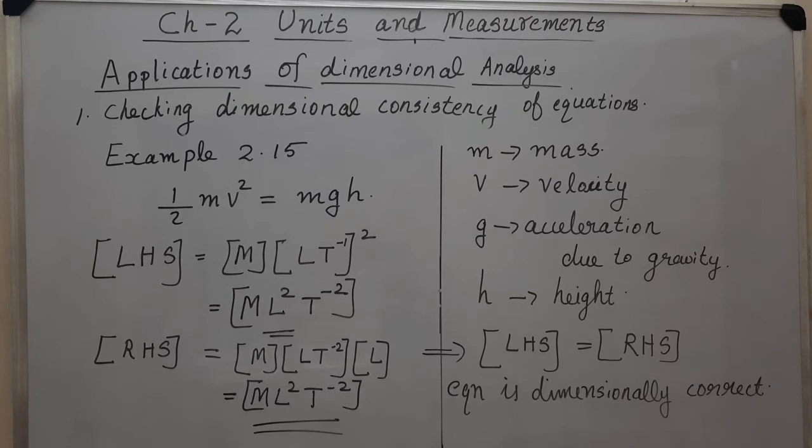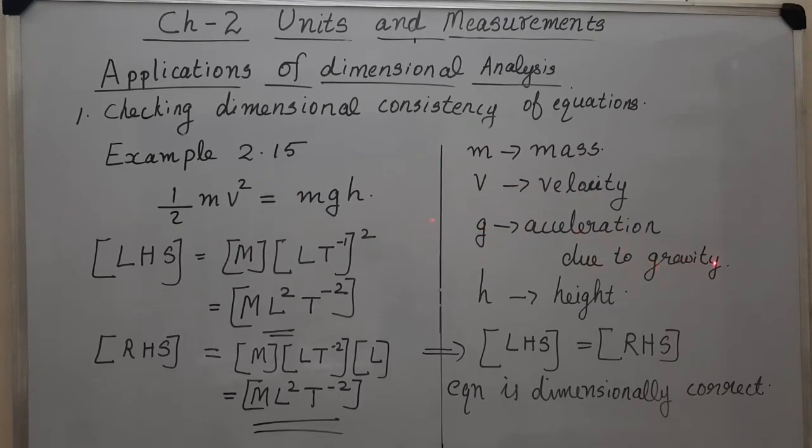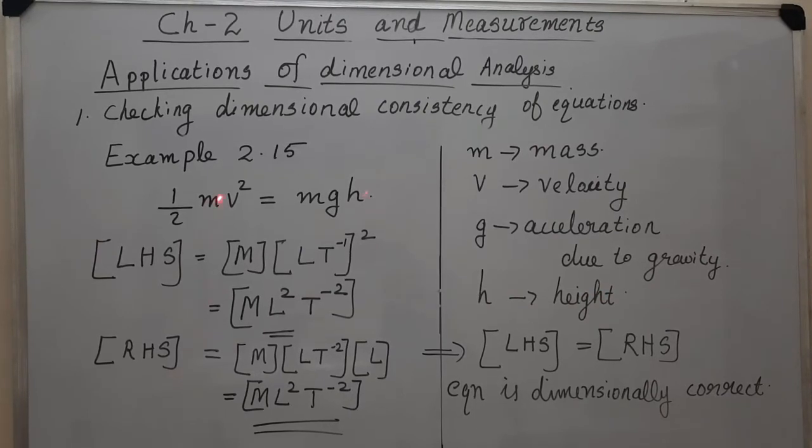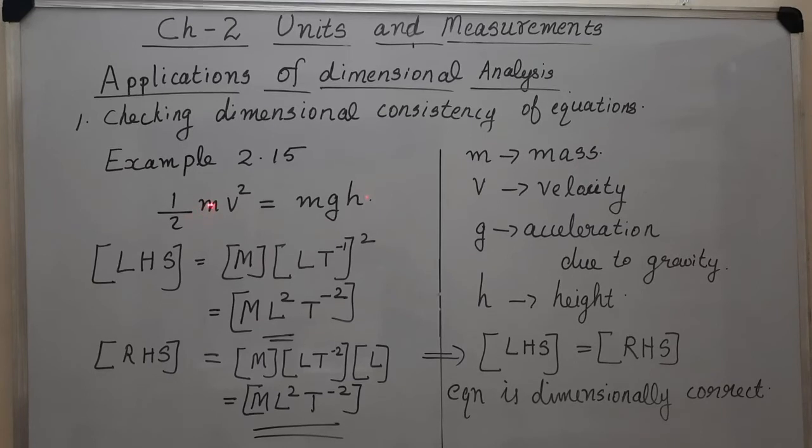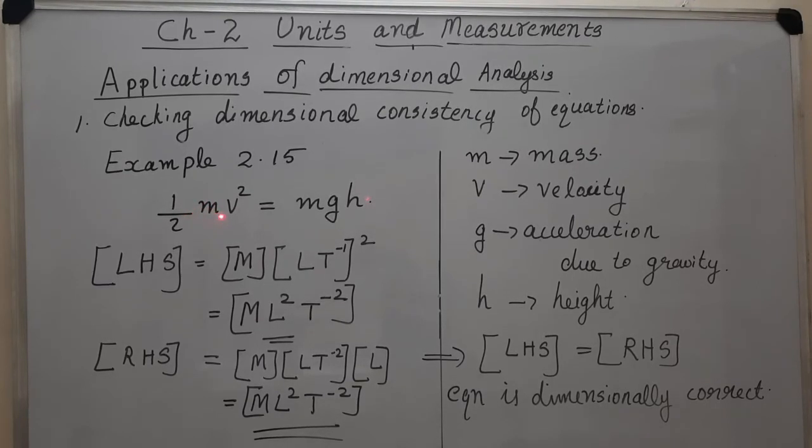Now in this question, we have to check the correctness of the equation half mv square equal to mgh. So m is mass, v is velocity, g is acceleration due to gravity, h is the height. So how will we check the correctness of this equation? We have to find the dimensional expression on left hand side and on right hand side. If the dimensional expressions are the same, we can conclude that the equation is dimensionally correct. So for that, first we will find the dimensional expression on left hand side.